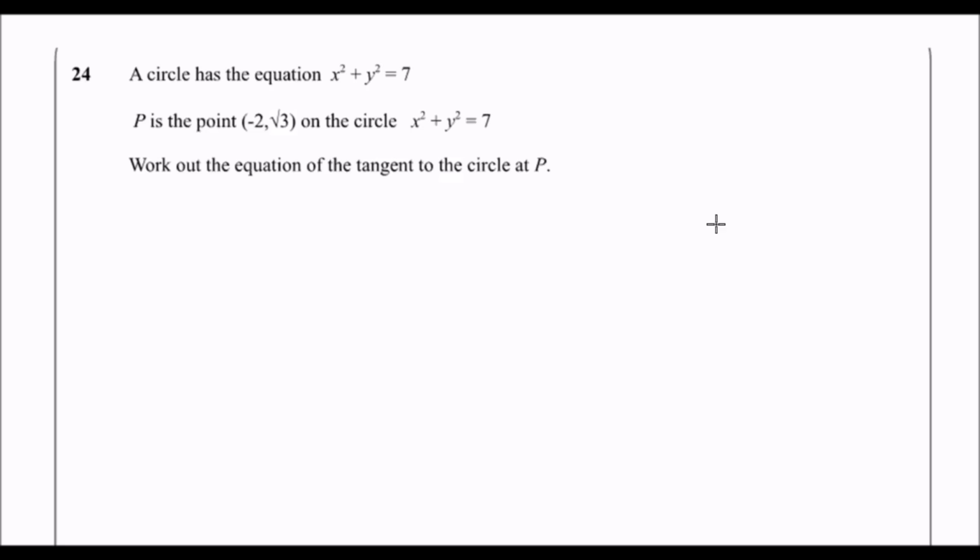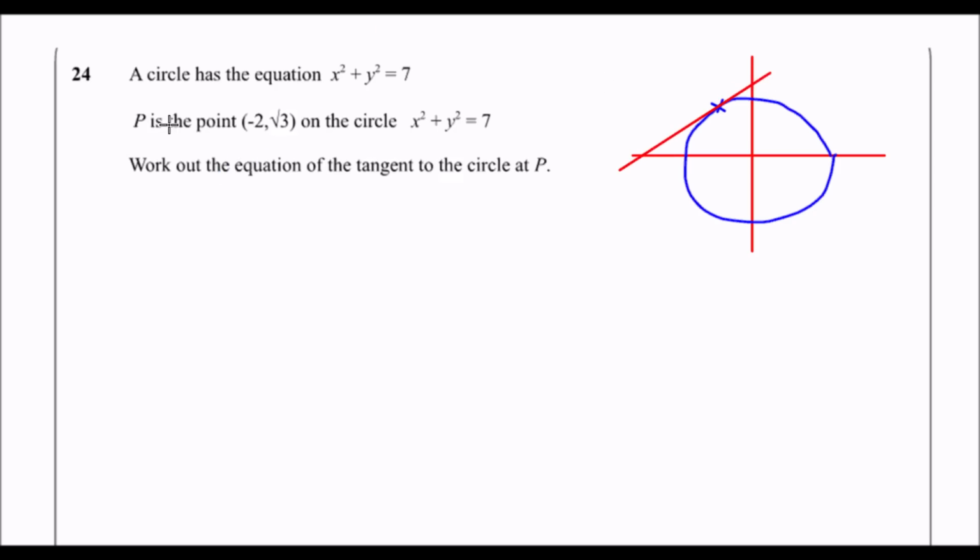So let's have a quick sketch. So we've got a circle. It's x squared plus y squared equals 7. That means the center is at (0, 0), and it's got a radius of square root 7. The point (-2, root 3) is on the circle. And we want the equation of the tangent. So that's this line. And I'll draw a radius on as well.